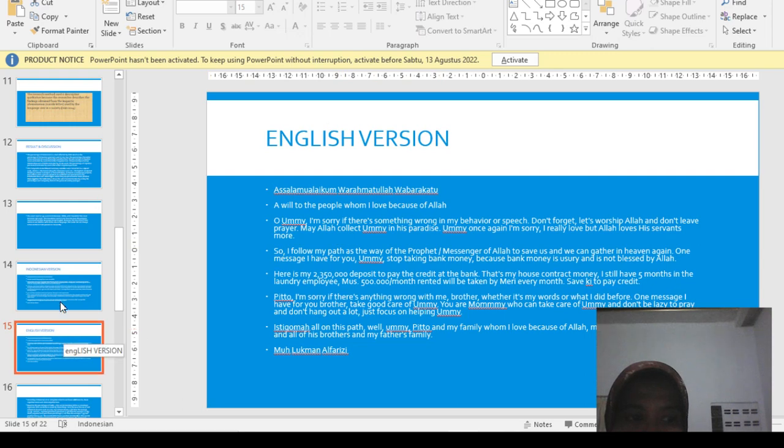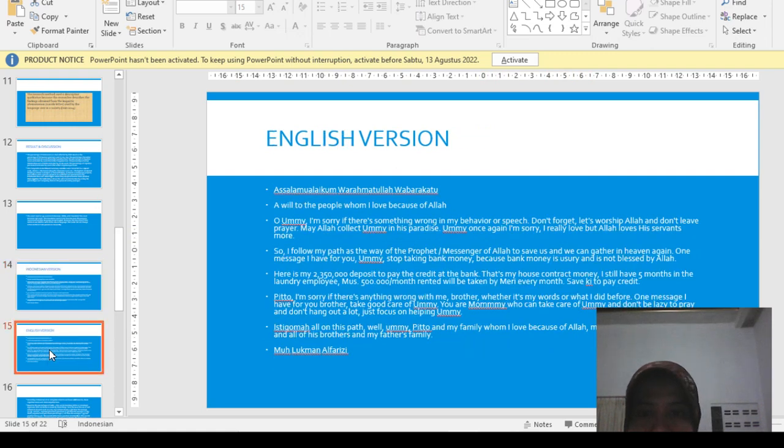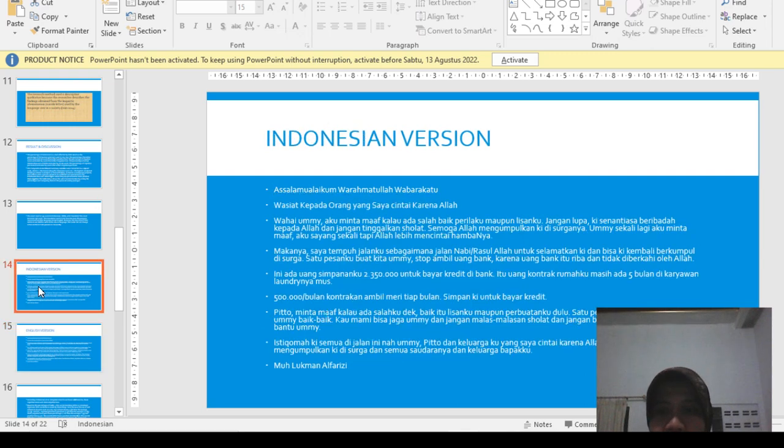May Allah collect Umi. Semoga Allah mengumpulkan Ki. Nah ini Ki di sini refers to Uminya kan. Collect Umi in his paradise. Umi, once again I'm sorry. I really love, but Allah love his servant more.